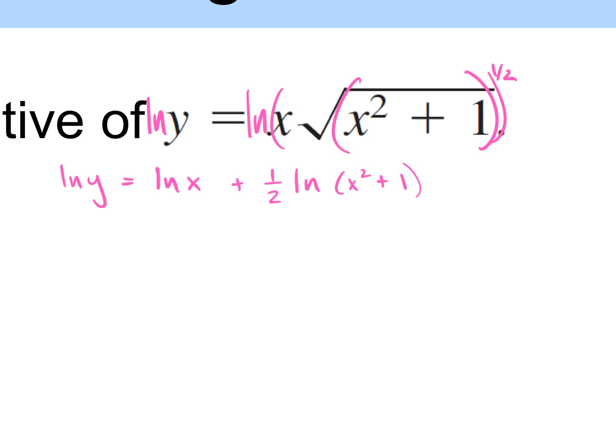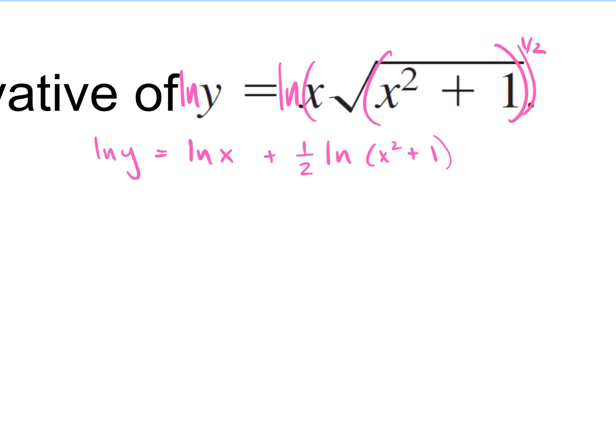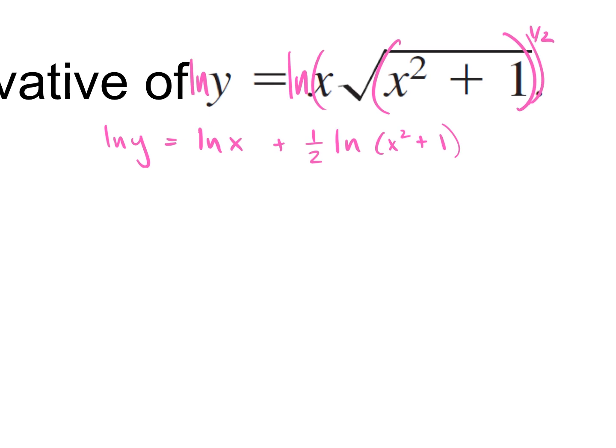From here, we're going to take our derivative. So the derivative of the ln of y, because we have to differentiate both sides, is the derivative of y over y. And then what's our derivative of the ln of x? 1 over x, perfect. Plus 1/2 times the derivative of ln of x squared plus 1. So x squared plus 1 is going to go on the bottom. What would go on top? 2x, perfect.